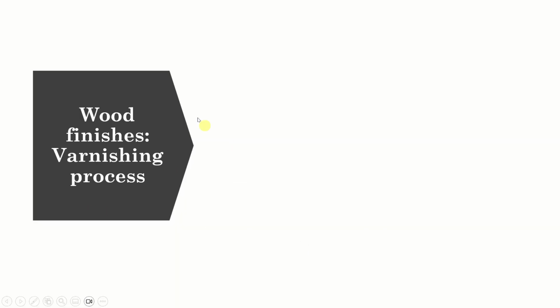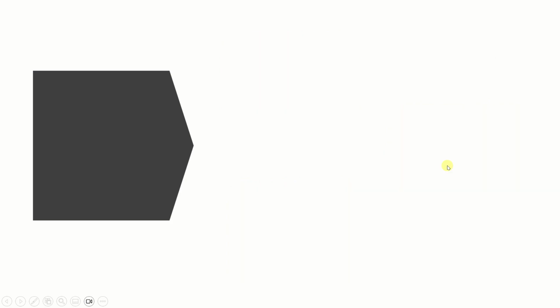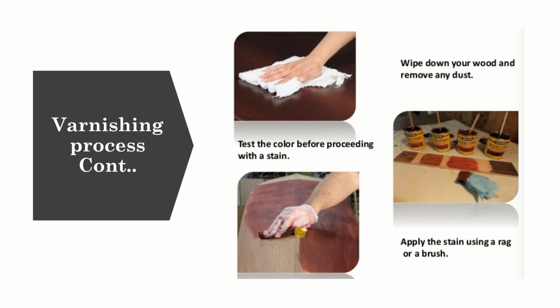So wood finishes, let us see the varnishing process. So first sand down the wood, repeat the sanding process with progressively finer sandpaper. Inspect the wood to determine whether or not you are satisfied with the surface. So first you have to do the sanding process in order to keep the surface ready for varnishing. So varnishing process: now wipe down the wood and remove any dust after sanding.